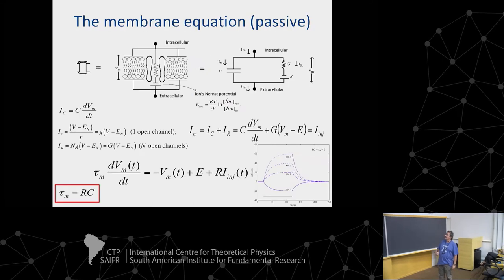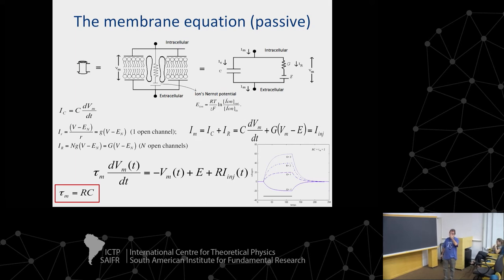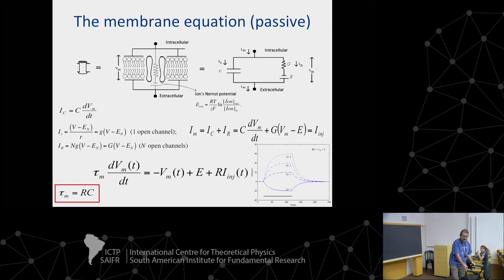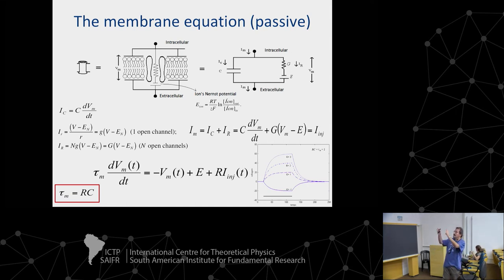So we'll start with this so-called membrane equation, which is the fundamental equation for anyone to understand any single neuron model that can be made about brain cells. So I'll stay here. I'm in front of you. No? Okay. I think for me it's better.